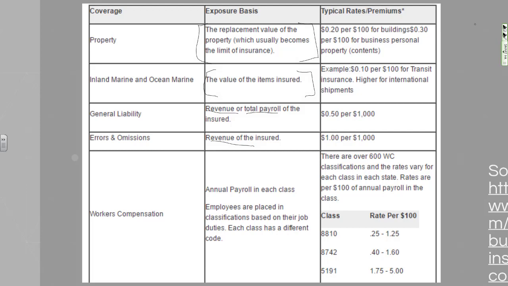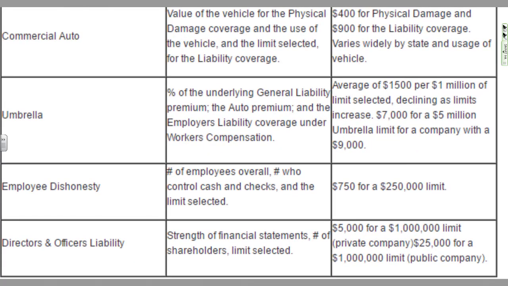negligence lawsuit. It does make sense that workers' compensation should be somewhat based on annual payroll, since a significant portion of the workers' comp exposure is the indemnity or replacement of lost wages. Commercial auto is the value of the vehicle for the physical damage coverage and the use of the vehicle. Part of the exposure basis means how much vehicles are used. A truck that sits in the garage for many months at a time would not pose as big a risk as a truck that is in use on the highways, so that does make sense.